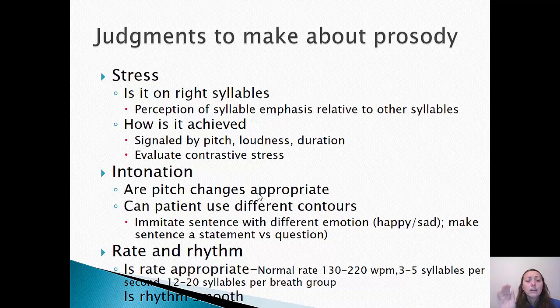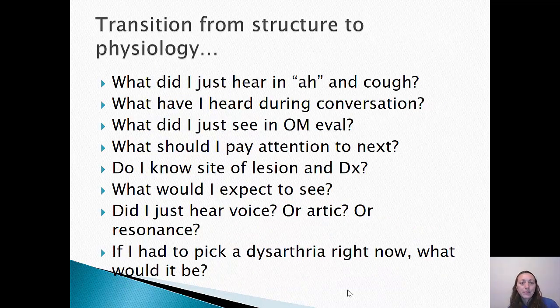And just change some of these statements with those prosodic features over the message that we're saying. So for rate, I know perceptually we can say, oh, it's too fast, that's too slow. But if we're looking at normative data, normal rate is, and this is quite a big variability depending on the context, anywhere between 130 and 220 words per minute, 3 to 5 syllables per second, 12 to 20 syllables per breath group. So there is some data out there to give us a better idea with regards to rate and rhythm.